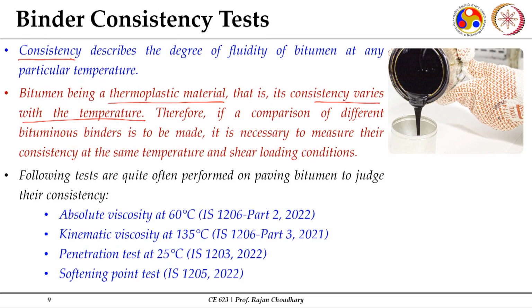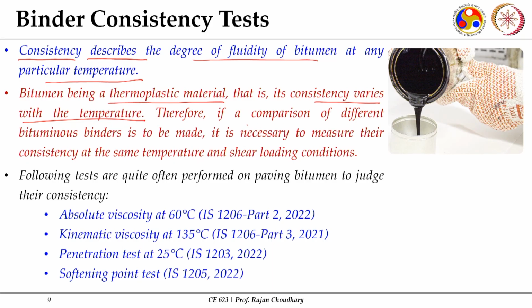So, now if I want to compare bitumen from two different sources, that means I have to compare them at the same temperature. Specifically, that is the important thing, same temperature and same shear loading conditions also. Consistency describes the degree of fluidity of bitumen at any particular temperature. This is important. So, temperature.